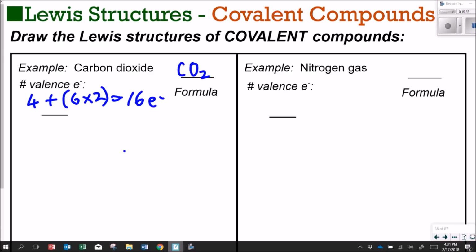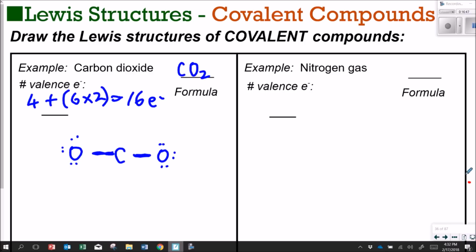So I'm going to put carbon in the middle, and I'm going to bond it to the 2 oxygen atoms on each side. Now I give 8 electrons to each oxygen to make it stable. So I have 2 in the shared area, 3, 4, 5, 6, 7, 8. 2 in the shared area, 3, 4, 5, 6, 7, 8.